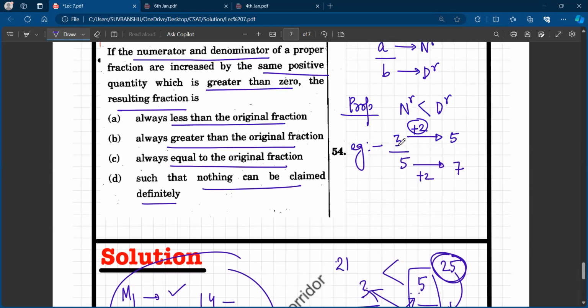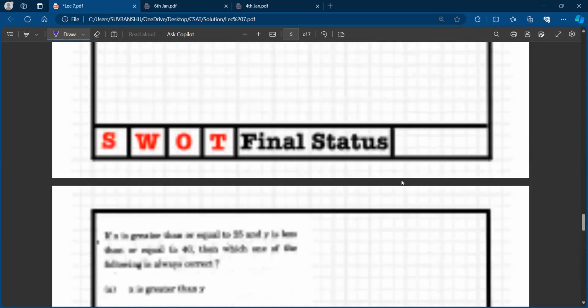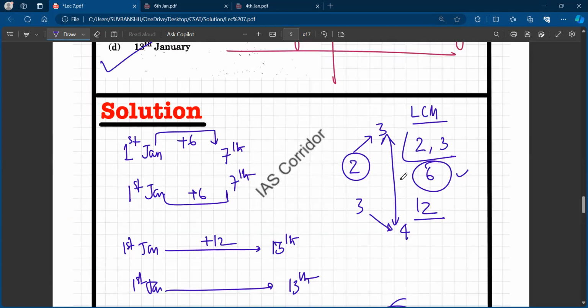That means the new fraction is always greater than the first one. So it is always greater than the original fraction. So B is your correct option. Okay, so with this we solve today's lecture. We have completed today's lecture. We have completed till question number 49, barring a few questions which are left for other topics, right?